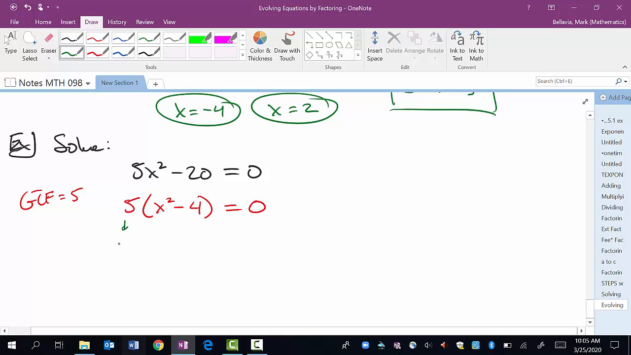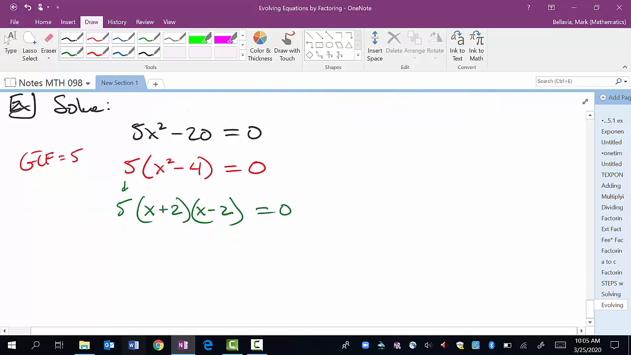So yes, it is. So the 5 comes down. For difference of perfect squares, remember you make 2 sets of parentheses. Whole thing still equals 0. X squared, we want x times x. For this to be negative, we need a positive times a negative. And then 4 is what number times itself? Well, it's 2 times 2. So we have 5 times x plus 2 times x minus 2.